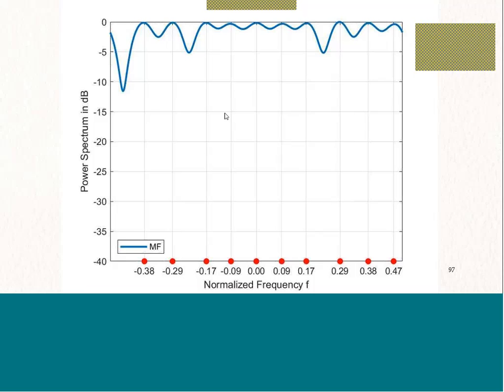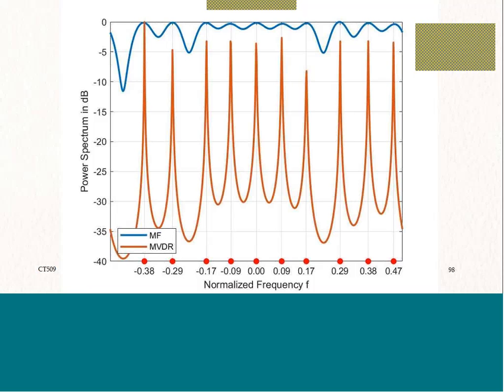Contrast that with the MVDR. Do you see the difference here? At each of these locations now I have a needle, a very sharp needle. MVDR is telling us unambiguously what the frequencies are. And now if there is noise, the noise will have to be so much stronger for us to say that negative 0.38 is negative 0.35.